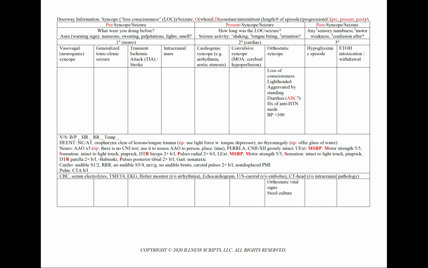In an orthostatic syncope, we'll have a loss of consciousness. It can be preceded by lightheadedness, and it will typically be aggravated by standing. Our patient can report a history of diarrhea, and we know by now, since diarrhea is a bodily fluid, to use our mnemonic A, B, and C for the amount, if there's any blood, and the color for our patient note. Or our patient can have a history of antihypertensive medications, which can also be revealed to us in the vital signs if we have a blood pressure less than 100. And we'll add here orthostatic vital signs, and if our patient is reporting diarrhea, a stool culture.